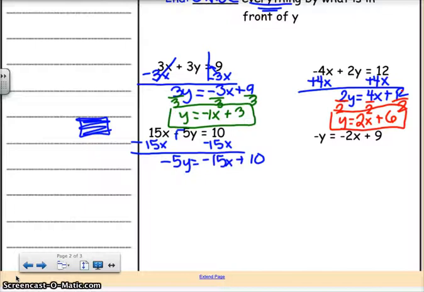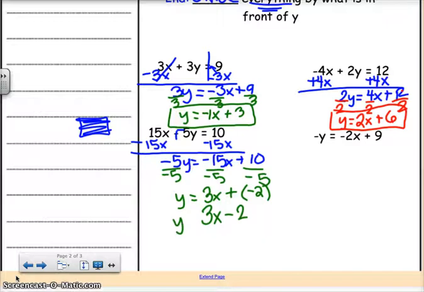Divide by what's in front of y. And I get y equals a positive 3x plus, what's that, a negative 2? Okay. MCA would never have it like that. They'd have it like this: y is 3x, take 2 away. Okay? Next.